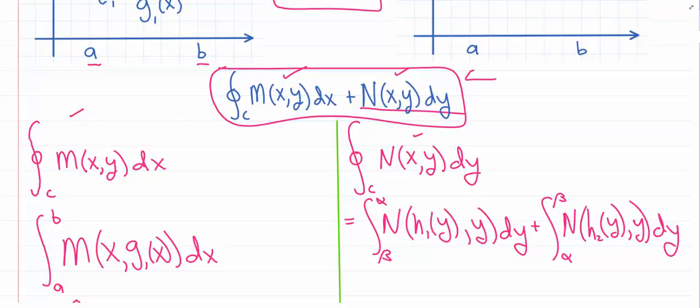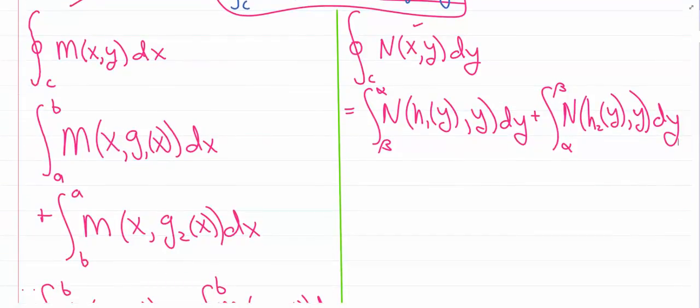Okay, so what I did was exactly what I did before, only now it's a little bit harder to see because we're not used to thinking of functions of y. We're used to thinking of functions of x. Now I'm going to play around with this a little bit. I don't like going from beta to alpha, so let me factor out a negative. I'm going to get negative alpha to beta in H1 of y.